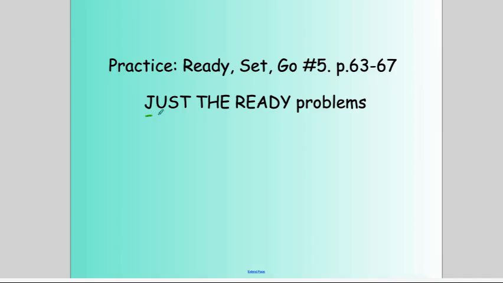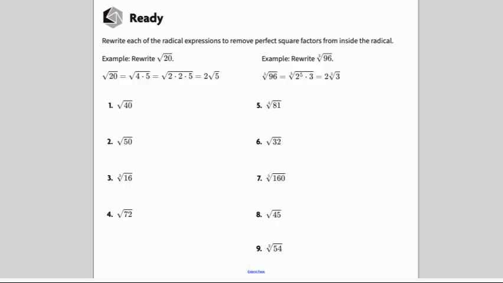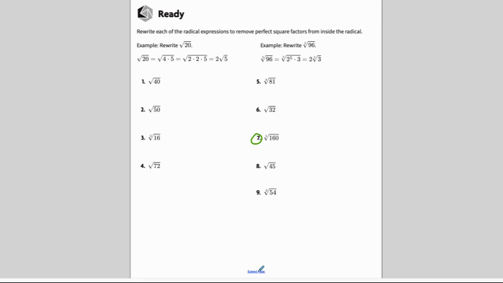So for your homework, you now have class time to finish the ready. And I will throw this up here because I want to help you with one of these. Now, yesterday we did a few, and we only did the ones that were squared. Today we're going to do one that is cubed. So I'm just going to choose number 7 here because that's a pretty big number to deal with. And when I see number 7, I think, okay, what numbers multiply to make 160? The ones that pop in my head are going to be 16 times 10.